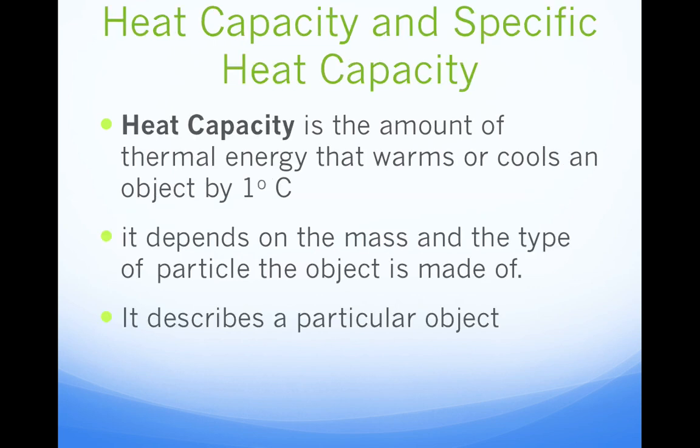Okay. So heat capacity is the amount of thermal energy that warms or cools an object by 1 degree Celsius. So what does it take for an object to either become colder and cool itself by 1 degree Celsius, or become warmer and increase? So what we'll do throughout this lesson is I like to use water as a good example because it changes states easily. So this heat capacity depends on the mass and the type of the particle the object is made of.